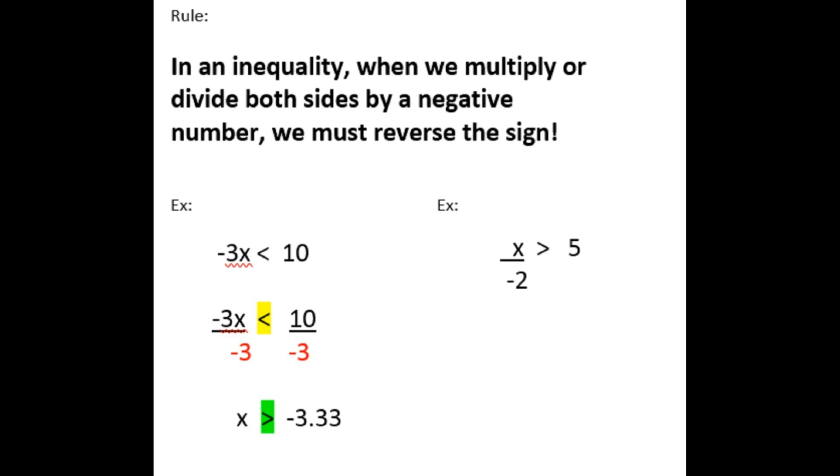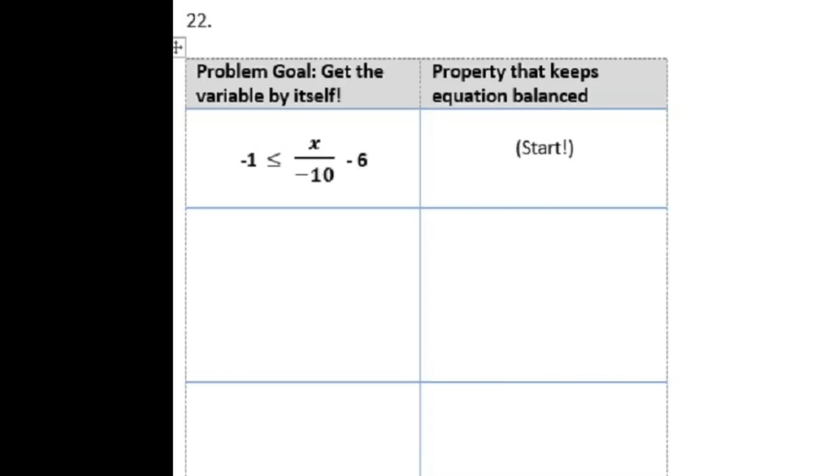In the second example, we have x divided by negative 2 is greater than 5. And when we start to work on solving that, even though we're doing division right here, we're going to multiply instead of dividing to solve it, and you still have to reverse the sign. So negative 2 times x over negative 2 is greater than 5 times negative 2 becomes x is less than negative 10. So we go from x divided by negative 2 is greater than 5 to the solution being x is less than negative 10. So just make sure that you reverse that sign.